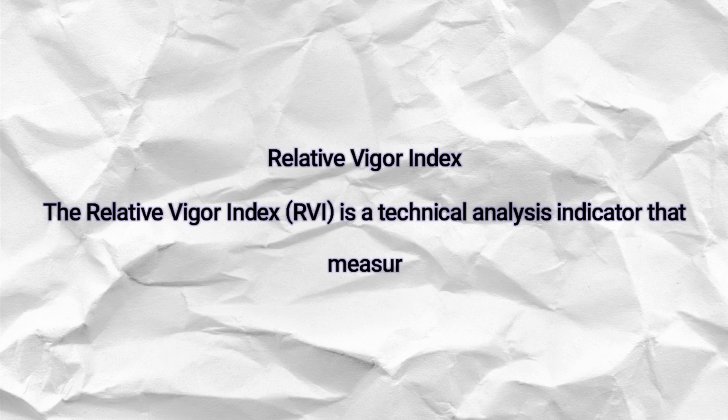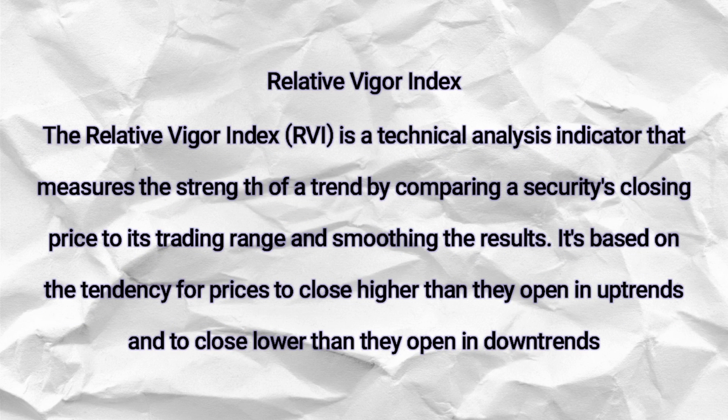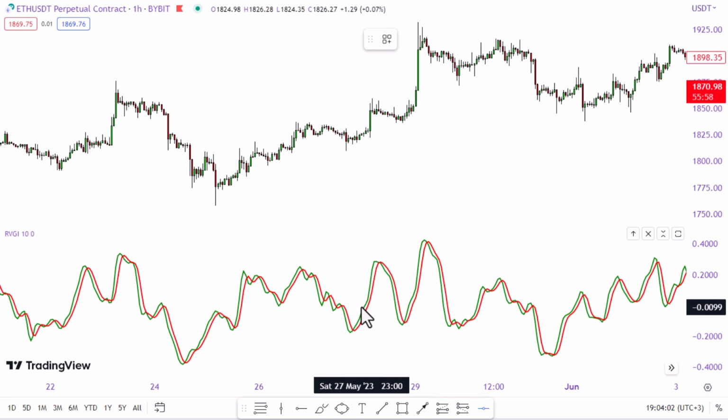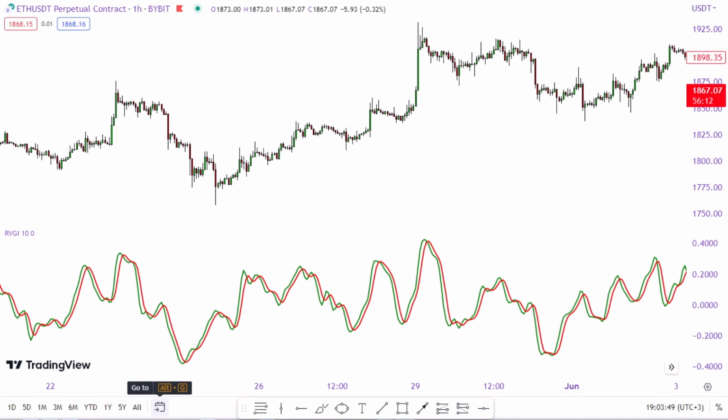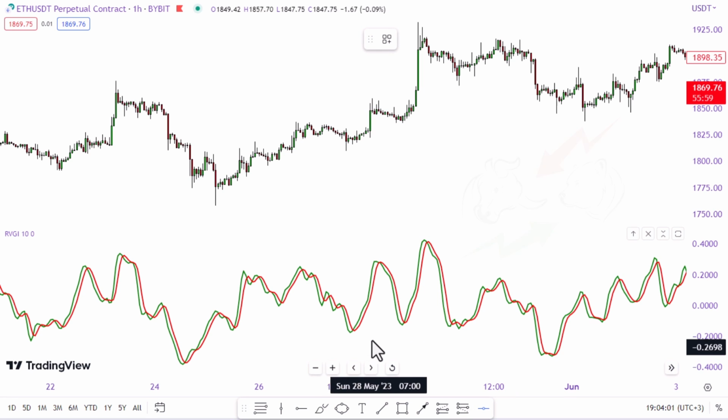The RVI indicator was introduced to traders in 2002 by a well-known developer of technical indicators and automated trading strategies named John Ehlers. This indicator compares a financial instrument's opening and closing prices, which helps traders determine who is dominating the market, the bears or the bulls. The RVI is part of a group of indicators called oscillators.